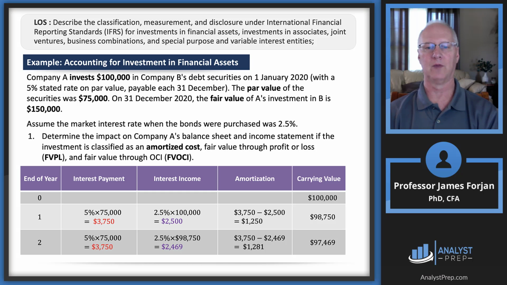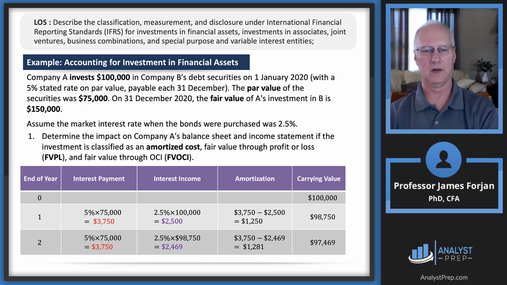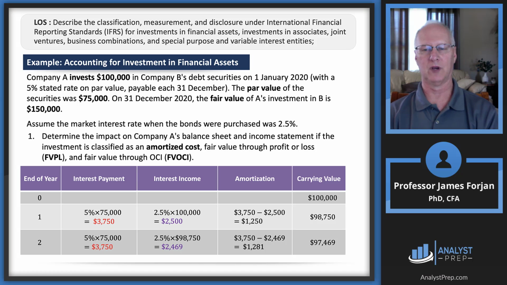So 2.5 times 100 gives us 2,500. And then the amortization is just the difference between those two. Notice I did some red and some purple, so the difference there is $12.50. That's going to be an important number as we move through the next slide or two. So at the beginning of the year, carrying value is 100. Now it's only 98,750, and then of course it goes down again, 97,469 at the end of year 2.